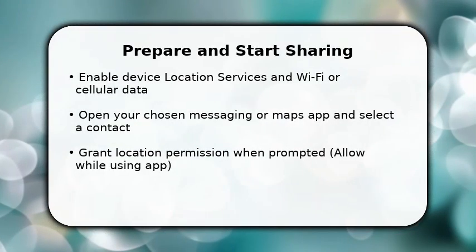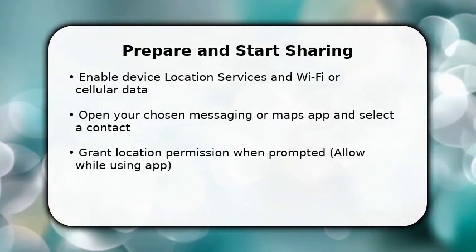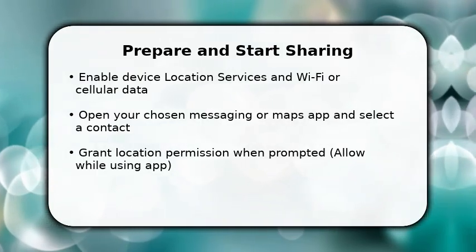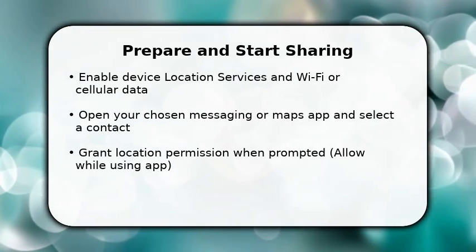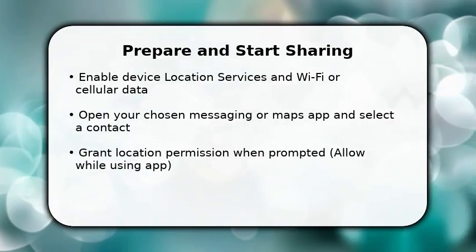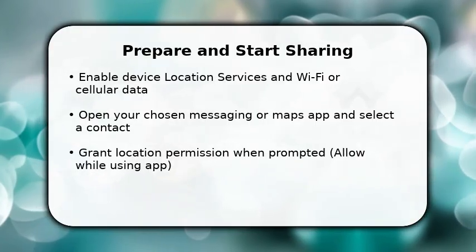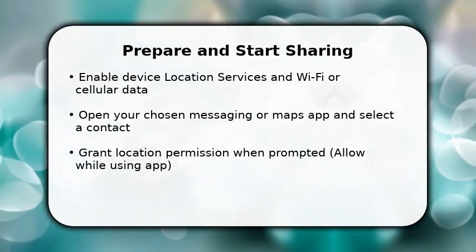You start by enabling location services and connecting to Wi-Fi or cellular data so your position updates. Next, open the app you'll use to share, messaging or maps, and pick the person or group you want to share with. Grant the app location permission if it asks. Choose Allow while using app for privacy control.